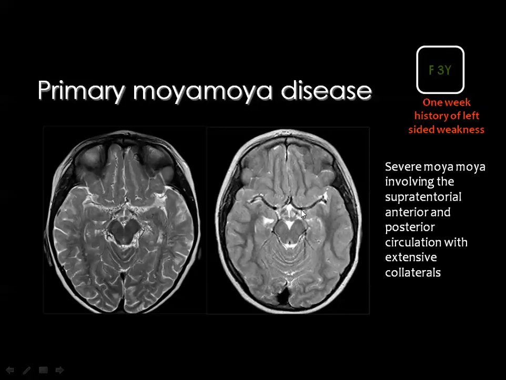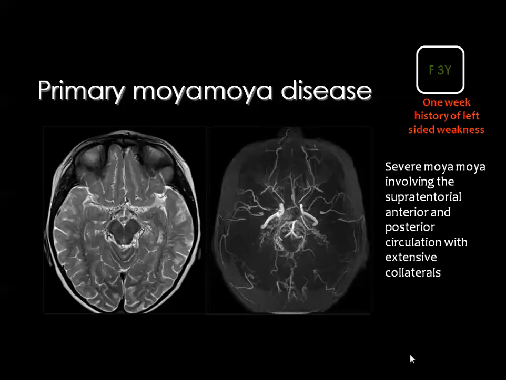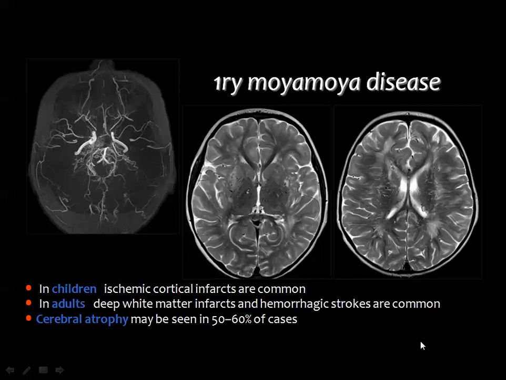This is the normal appearance. Here is the internal carotid, middle cerebral, anterior cerebral. And here you do not see any of these vessels. Instead, you see very small micro vessels present in the suprasellar area. They show signal void appearance, and this is a classic picture of moya disease. And this is the MR angiogram. You see the internal carotid, you don't see the anterior cerebral or the middle cerebral or the posterior cerebral. And these MR images are almost typical for the diagnosis of moya disease.